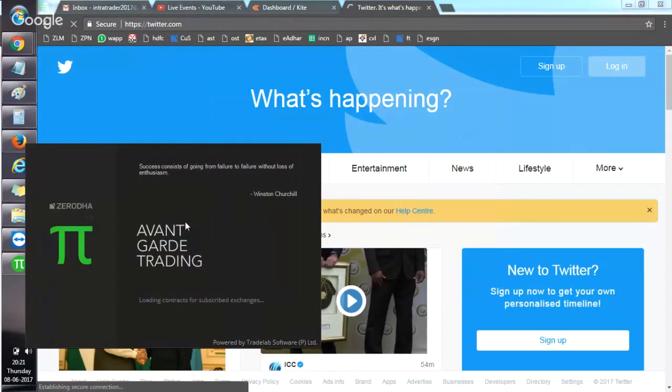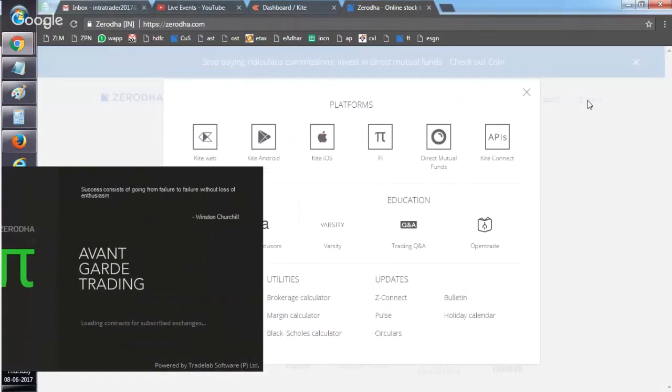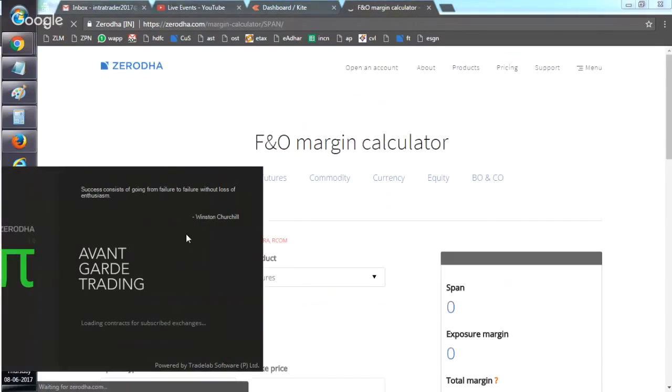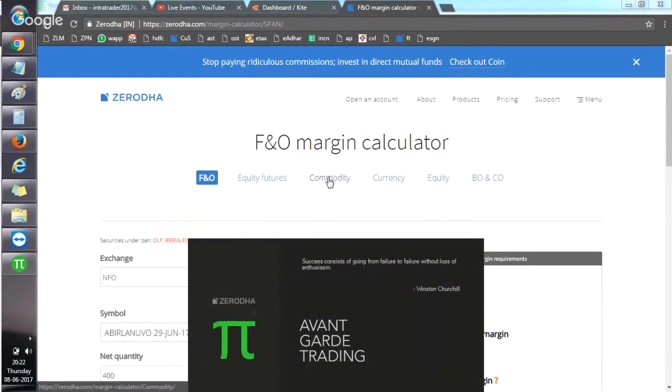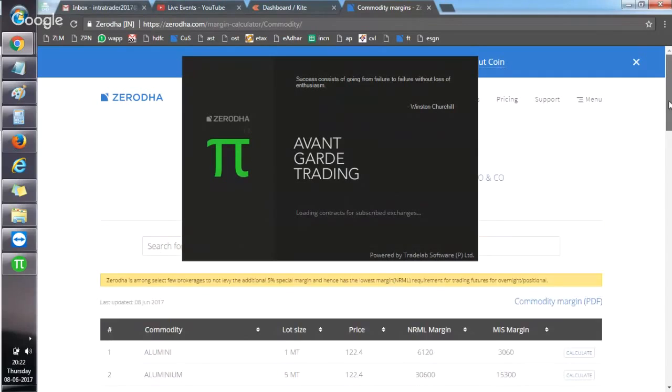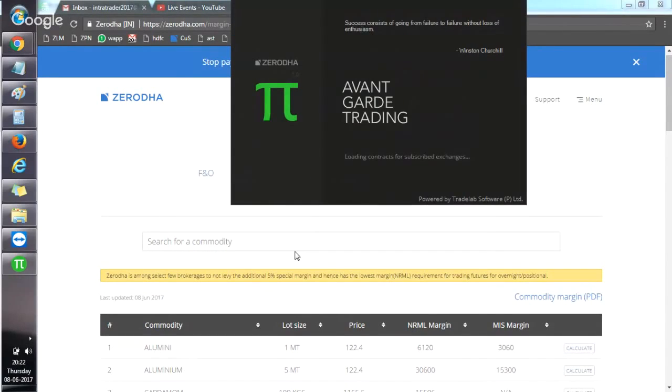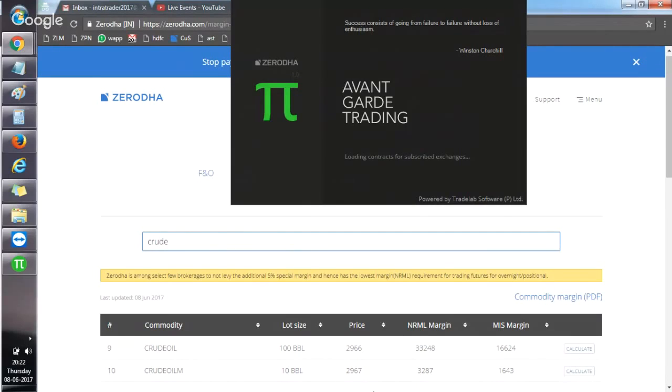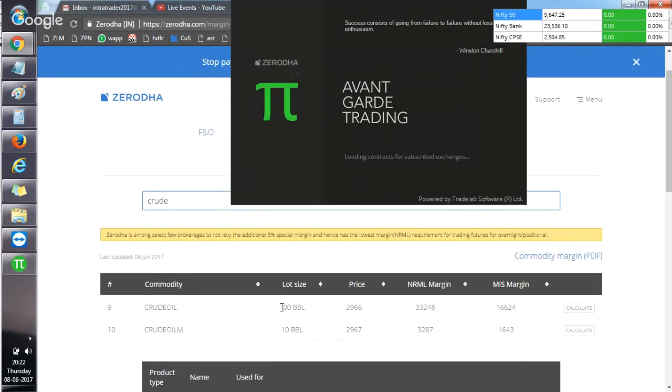Just go to zerodha.com and go to menu. In this, you go to margin calculator, and then you'll be able to find how much margin is required. So click on commodity, and say I'm talking about crude oil. So you can see the price is 2996 and the margin required is 33,248. This is for carry forward trades, and for MIS it will be 50% of that, which is 16,600. So this is the lot size, which is 100 barrels for crude oil.